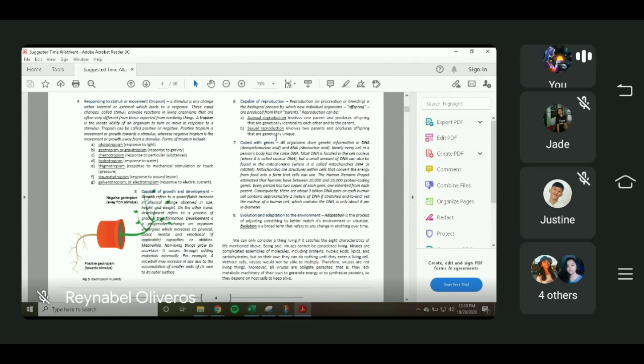Yung reactions ng katawan mo. Kapag allergy ka sa isang substance, diba? Ako madalas nangyayari sa akin yan. Pag allergy sa substance, talagang grabe yung, anong tawag dito? Pantal. Okay?